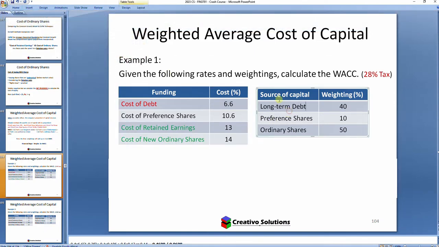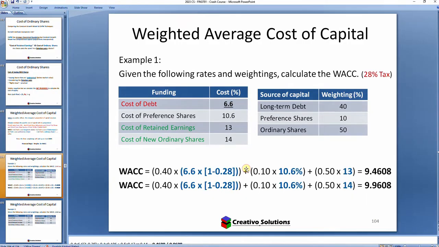Okay, let's see what they've given us. Source of capital: 40% is long-term debt, so that's what they use there. Pref shares, they're using 10% of that, and they're using 50% of ordinary shares. So we're going to use these weightings, and multiply those weightings by the cost of debt and the cost of equity. Just remember with cost of debt, what must you do here? Take out your tax. Exactly. 1 minus the tax rate.